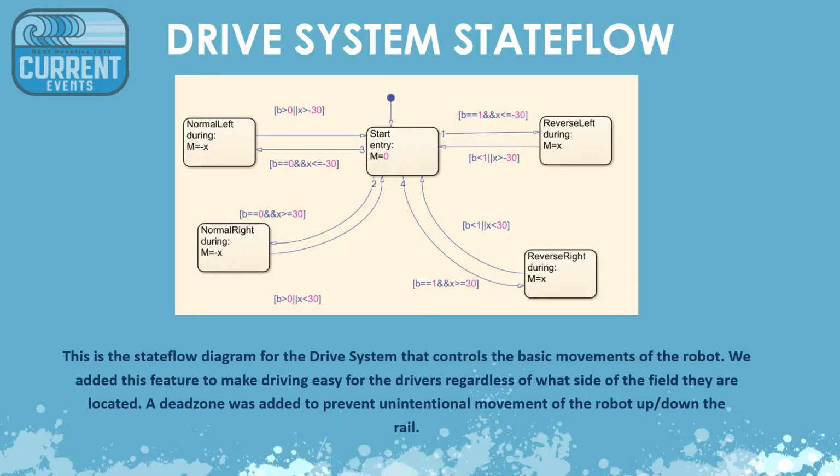This is the state flow diagram for the drive system that controls the basic movements of the robot. We added this feature to make driving easier for the drivers, regardless of what side of the field they're located. A dead zone was added to prevent unintentional movement of the robot up and down the rail.